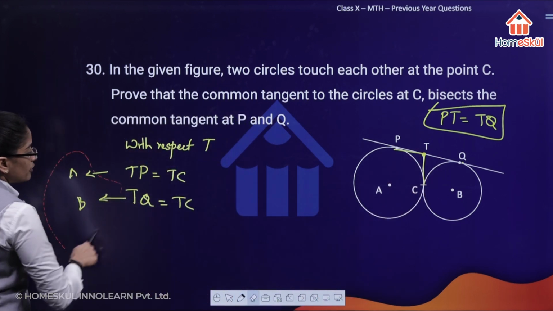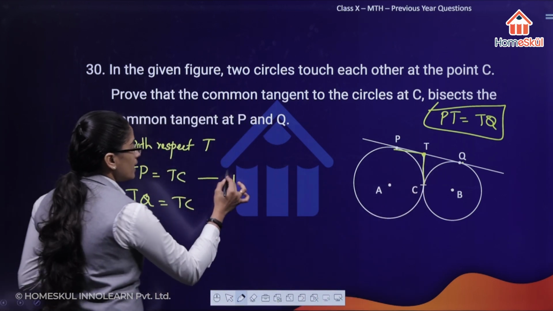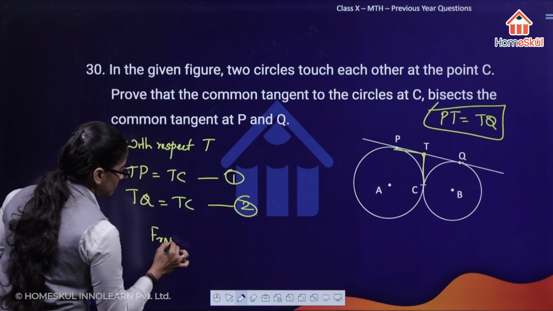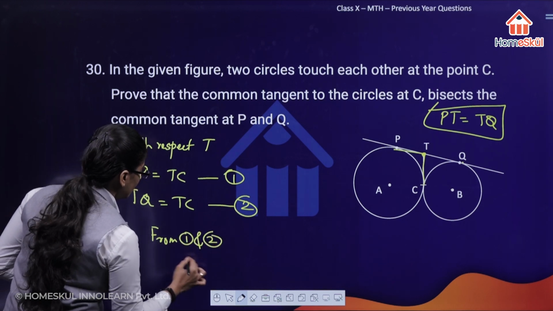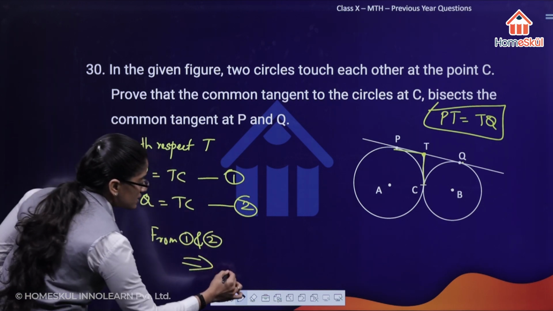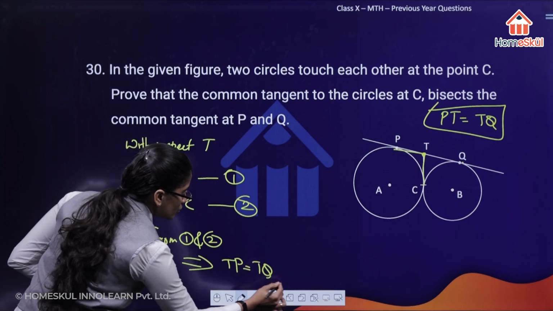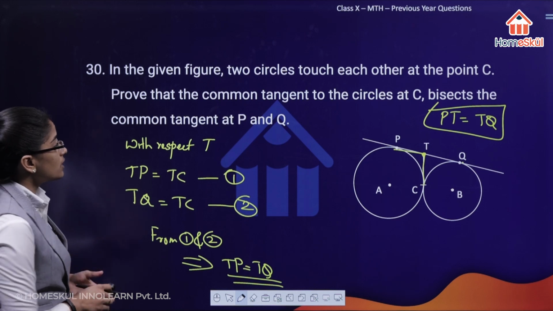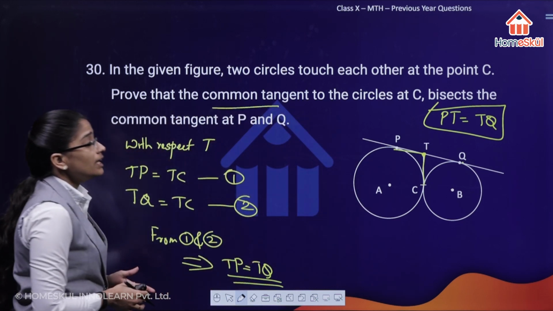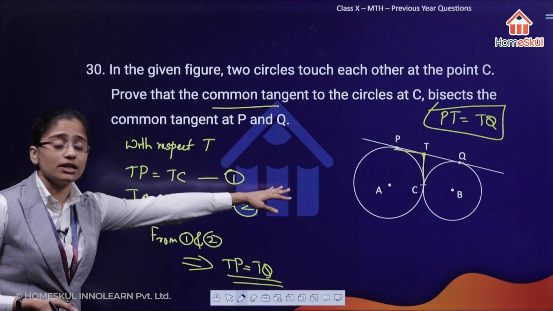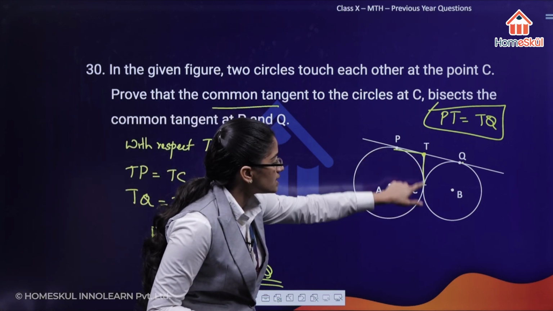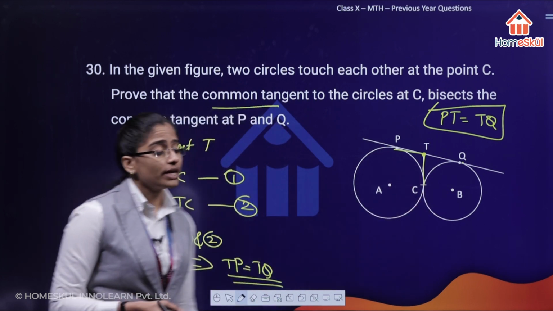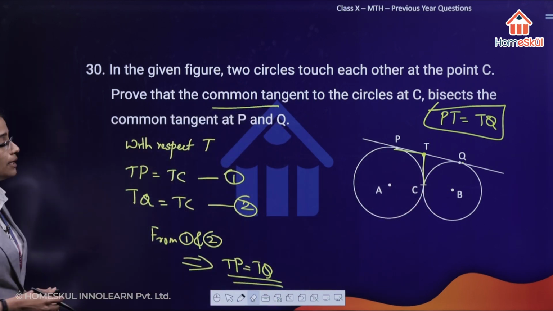Okay. So, from these two things, what could we write? From 1 and 2, we could conclude that both the RHS are the same, isn't it? TP is equal to TQ. TP is equal to TQ means we could conclude that the common tangent to the circle at C bisects P and Q, isn't it? That means CT is the tangent, and that tangent bisects this PQ. Okay? So, hence the proof. Clear? TP is equal to TQ.